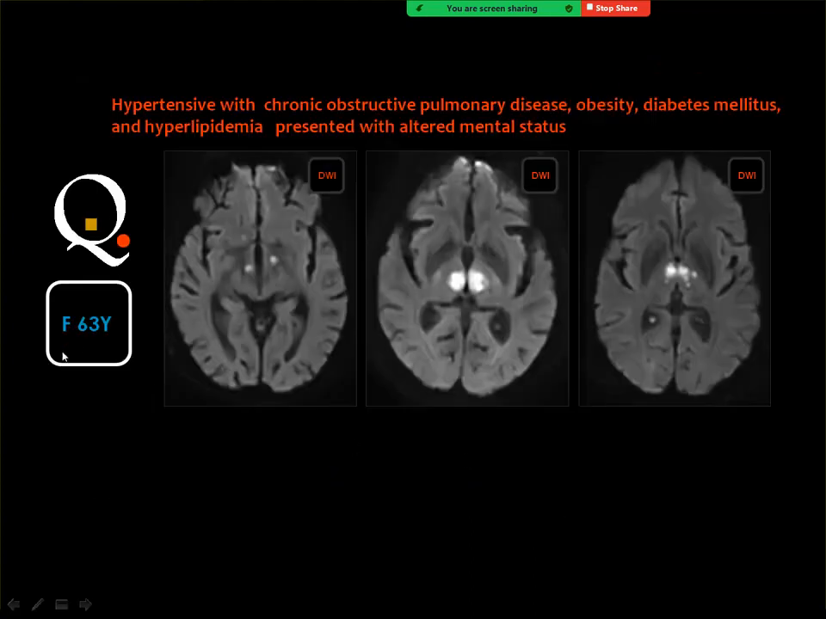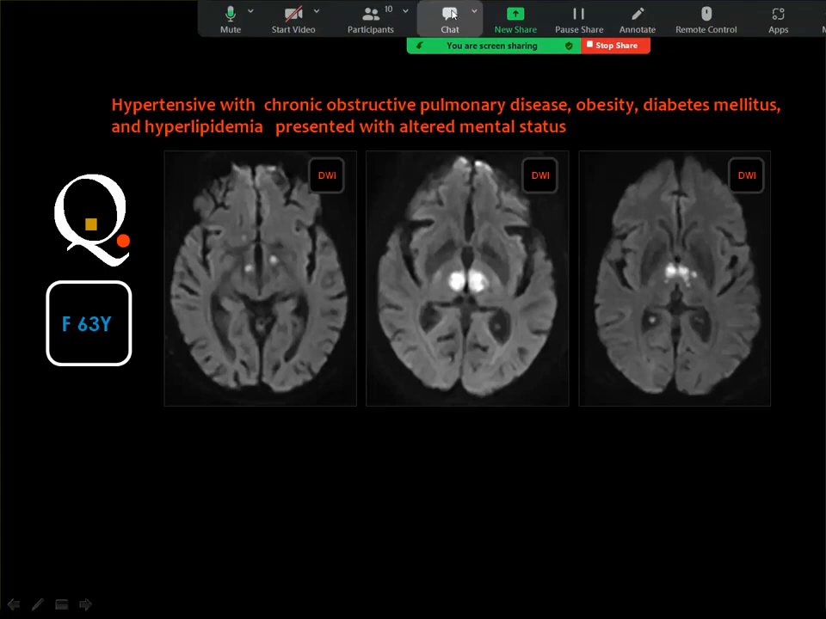This patient is 63 years old, and she is hypertensive with chronic obstructive pulmonary airway disease. She is also obese, diabetic, and she has hyperlipidemia presented by altered mental status.